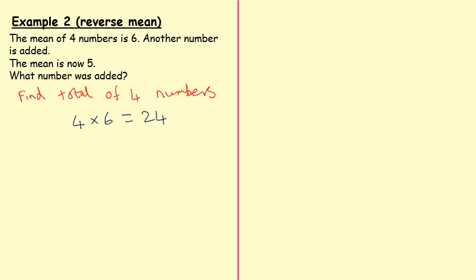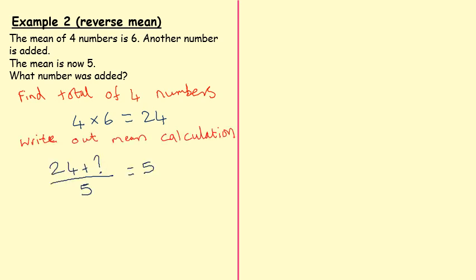This next bit is slightly trickier, so I think it will help to write out what we know about calculating the mean. So I'm just going to do that below. So you end up with 24 plus, I've written a question mark, so 24 plus an unknown number, divided by 5, which is the number of numbers that we have in our list now, is going to equal 5, which is our mean. So what we actually have is an equation that we can solve.